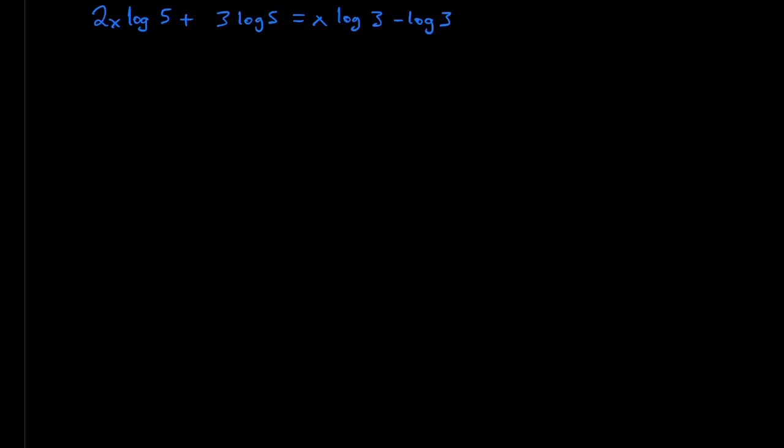Now, you could do it in any way. For example, you could move this to the right, but since it's already positive where it is, I'll move this to the left and just line it up over here. So then this is here minus the x log 3.